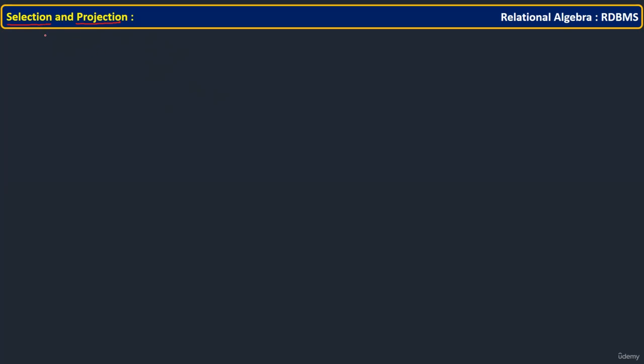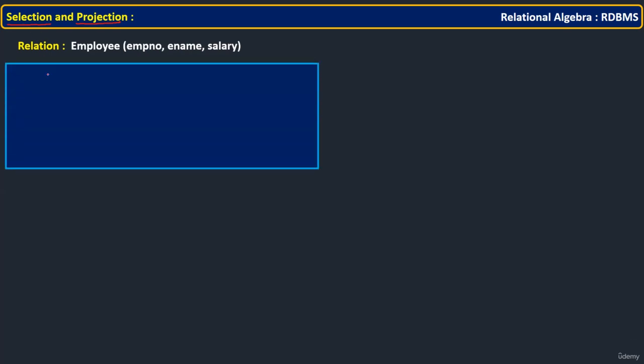For better understanding, we are going to take one simple relation, that is the employee relation, which has three attributes: EMP number, e-name, salary. Now let us first understand what projection is. Projection is simply for filtering the columns. Whichever columns you want to display from that relation, you can mention only those columns by using projection. The symbol we use for that is pi. By using pi, you can select the attributes from the relation.